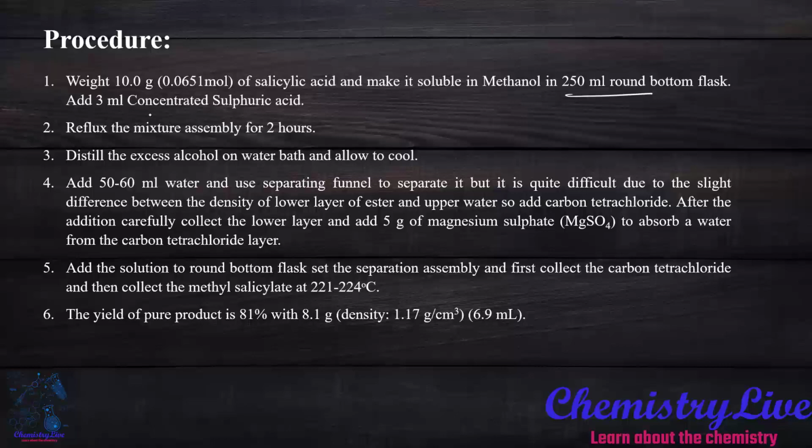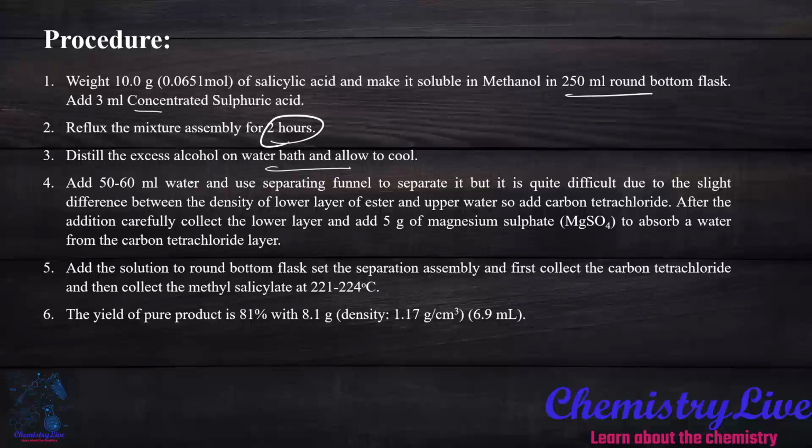So what do we need? We need 10 gram salicylic acid, the required methanol, which we calculate in the mole ratio section, and add 3 ml concentrated sulfuric acid. Reflux this whole assembly for 2 hours. Distill the excess alcohol on the water bath and allow it to cool.